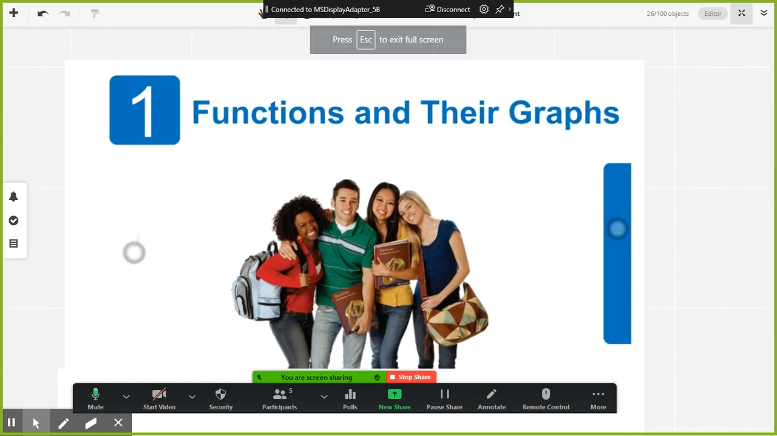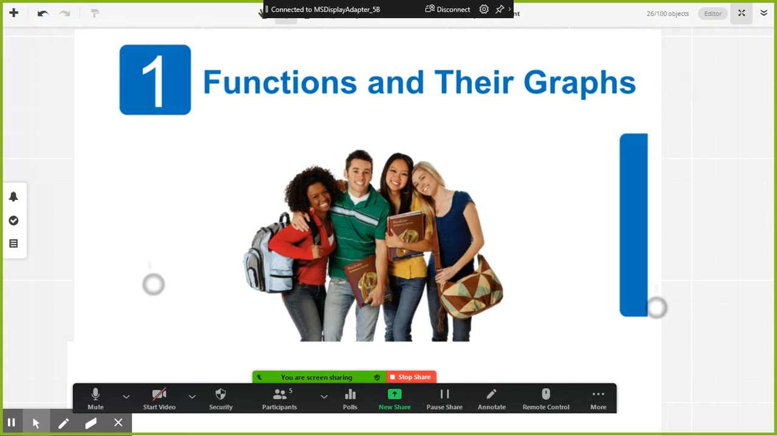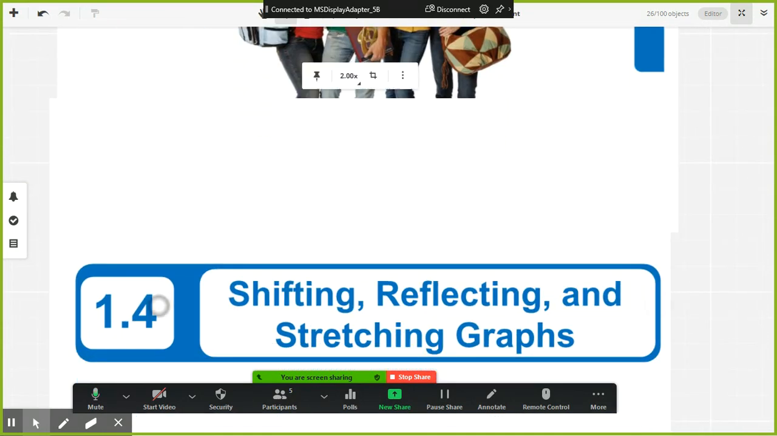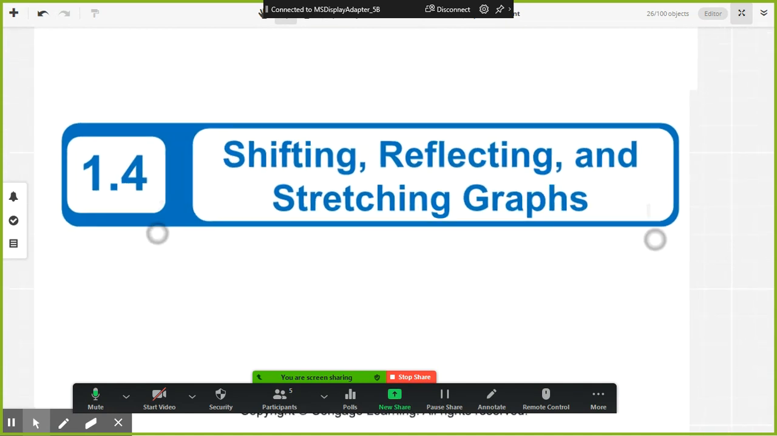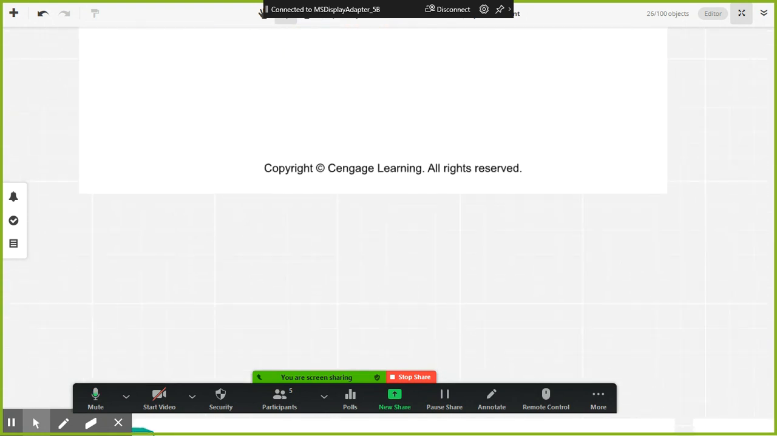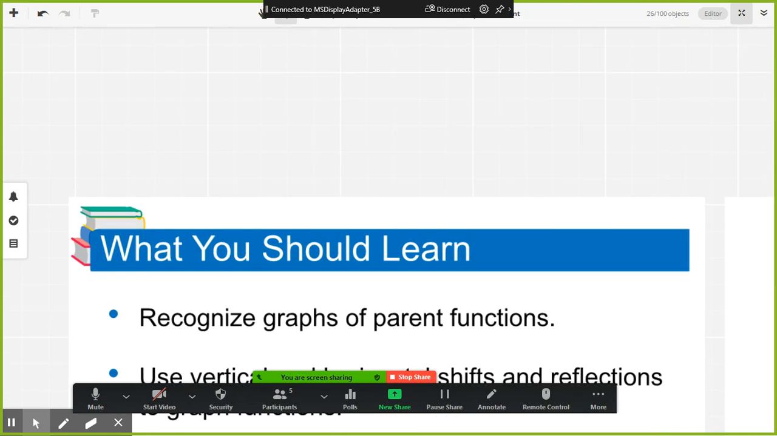Okay, so I think we are ready to move on. We'll continue looking at functions and graphs. Today we're going to look at shifting, reflecting, and stretching graphs. And there are certain graphs we are going to look at which are called parent functions.